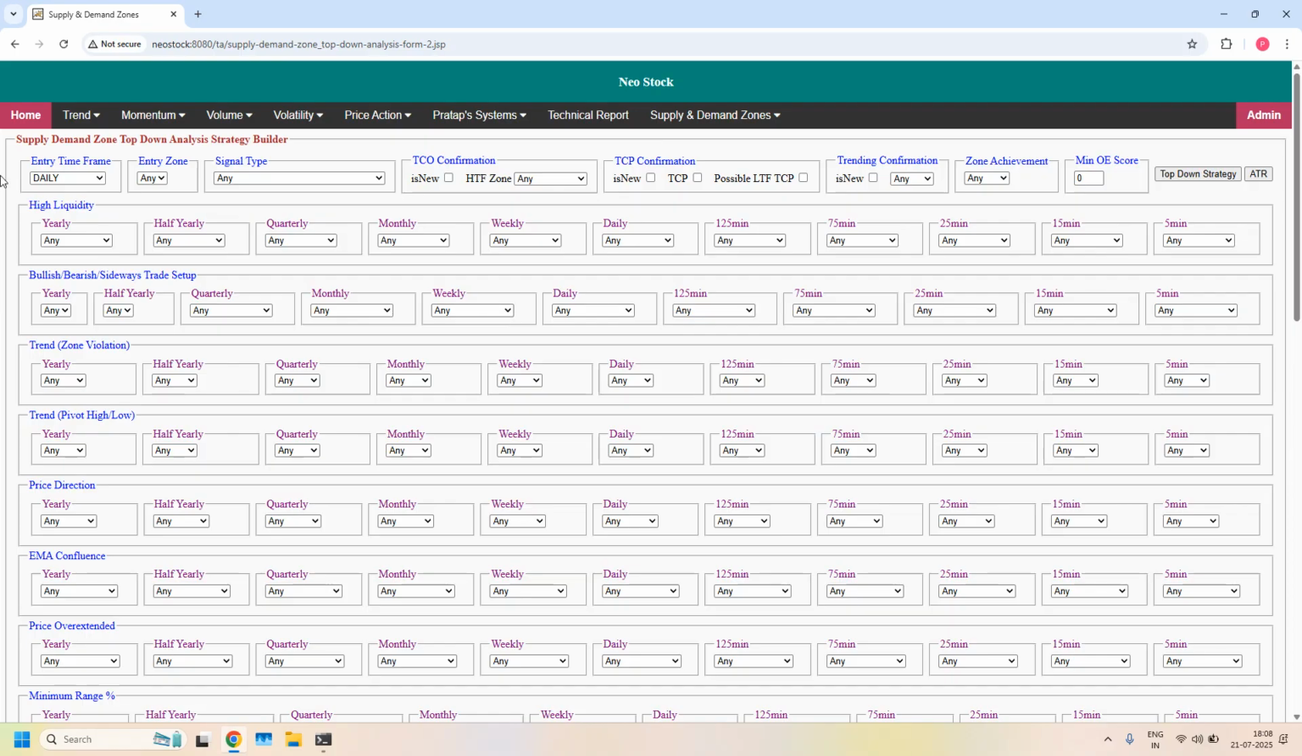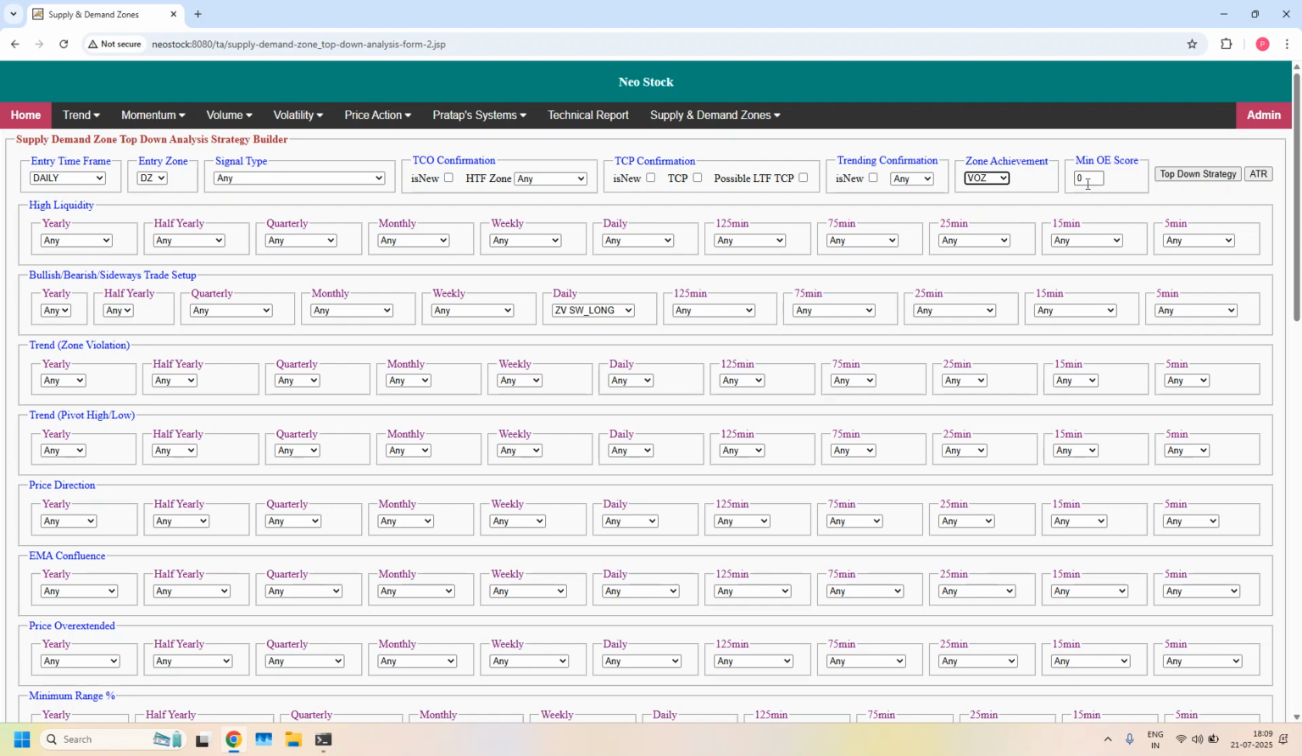Okay, starting with monthly income trade, sideways long trade setup. Entry time frame should be daily. Entry zone should be demand zone. In bullish or bearish or sideways trade setup parameter at entry time frame daily, I am selecting sideways long, and then zone achievement should be violated opposing zone. This is the first filter applied on the daily demand zone.